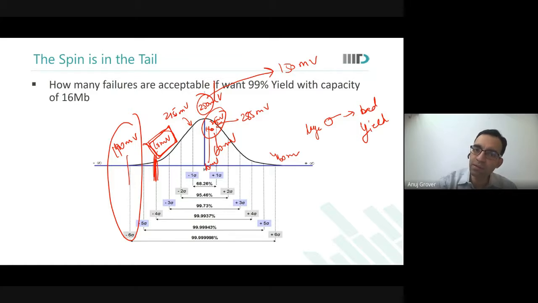If my mean went to 150 and my sigma remained at 35, 35 was a good sigma. That was what we understood. It was neither too bad nor too good. It was good enough. It was giving us 40 millivolts of SNM even at 6 sigma. So it was good enough for us. But now, if this mean mu changes to 150, even at 4 sigma I have only 10 millivolts of SNM.